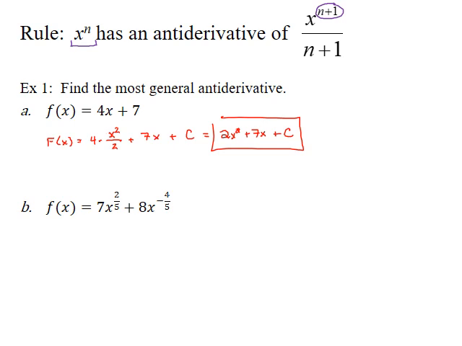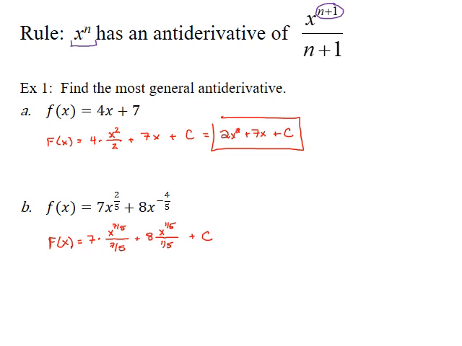So f of x equals 7x to the 2/5 plus 8x to the negative 4/5. When I find the antiderivative of this function, I'm going to leave the 7 alone, and add 1 to the power. So 2/5 plus 1 is 7/5, and I'm also going to divide this by 7/5. Plus 8, add 1 to the power. Instead of negative 4/5, if you add 1, you get a positive 1/5, and then you divide that by 1/5. Don't forget also your plus c.